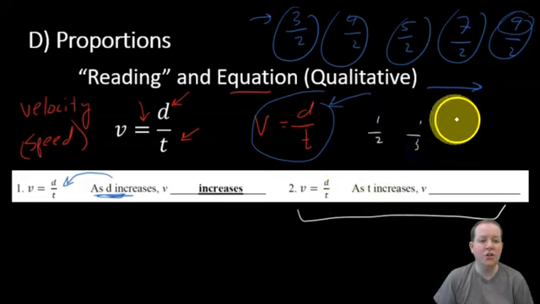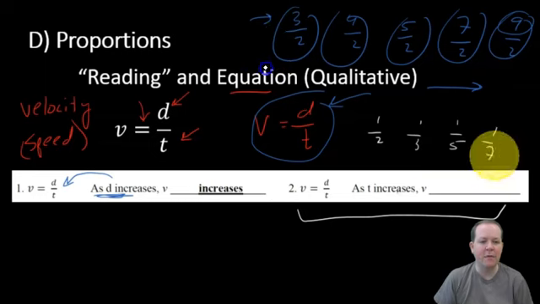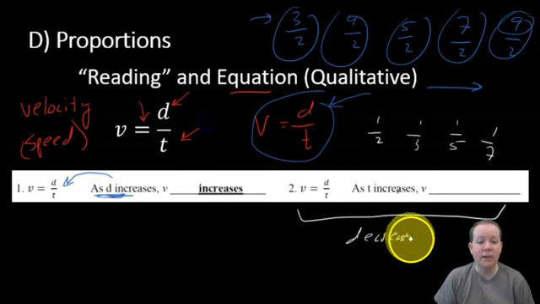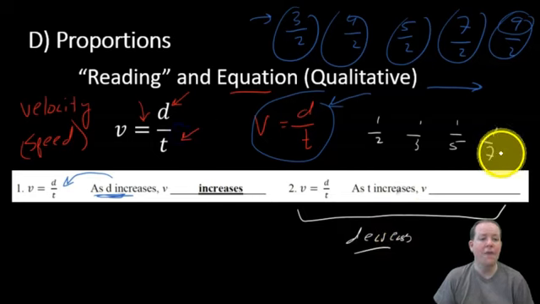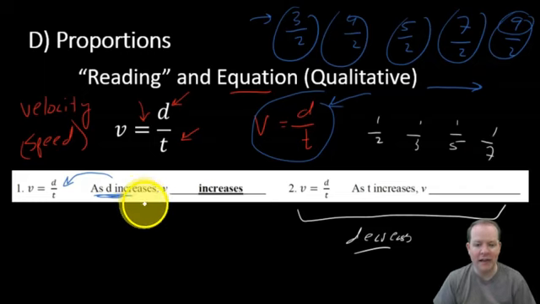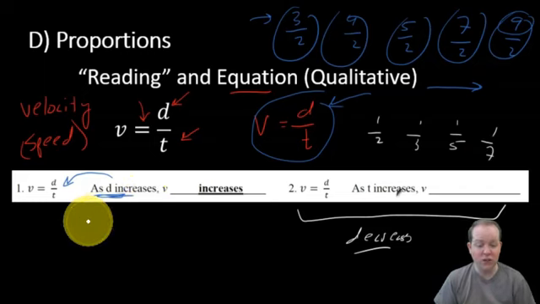What happens when the denominator gets bigger and bigger and bigger? As t increases, the overall result decreases. It's the opposite. When the bottom part of a fraction gets larger and larger, that means I'm dividing it more and more and more. I'm dividing it into smaller and smaller pieces. So if the denominator in an equation is getting larger, the overall result is getting smaller. That's a core idea. Okay, you should be able to answer questions like that.